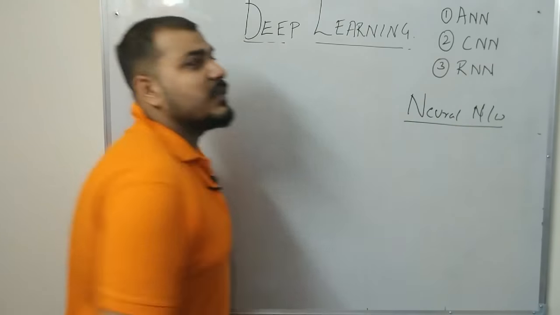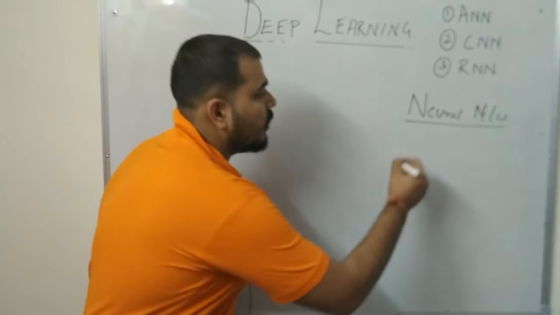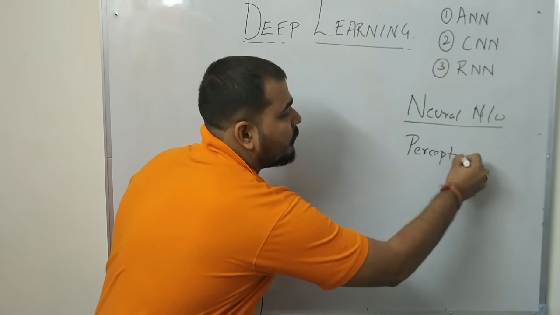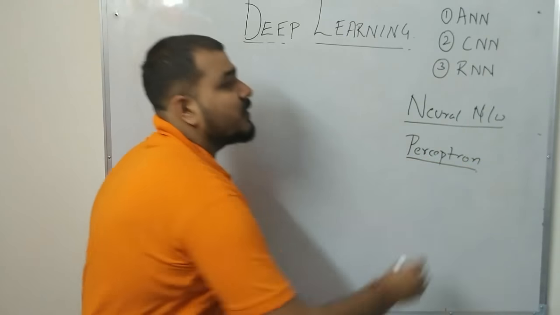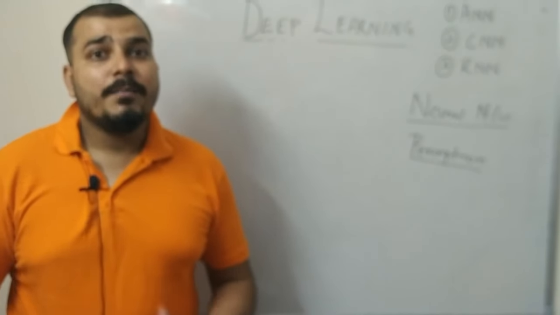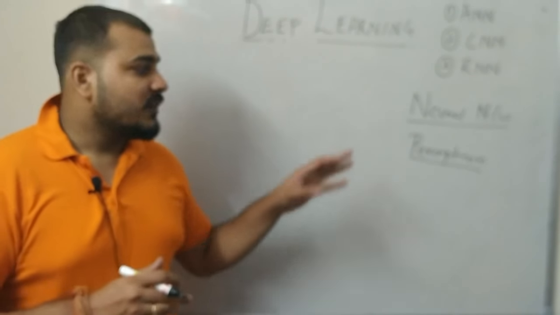The first simplest type of neural network was something called perceptron. But there were some problems in the perceptron, because the perceptron or the neural network were not able to learn very properly, because of the concepts that were applied.